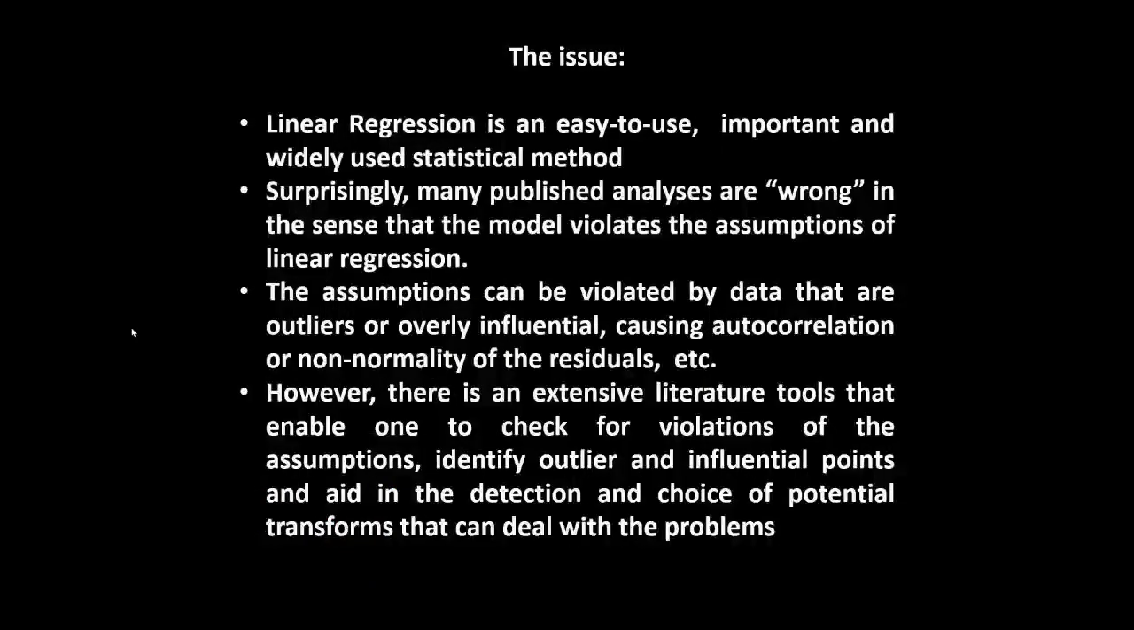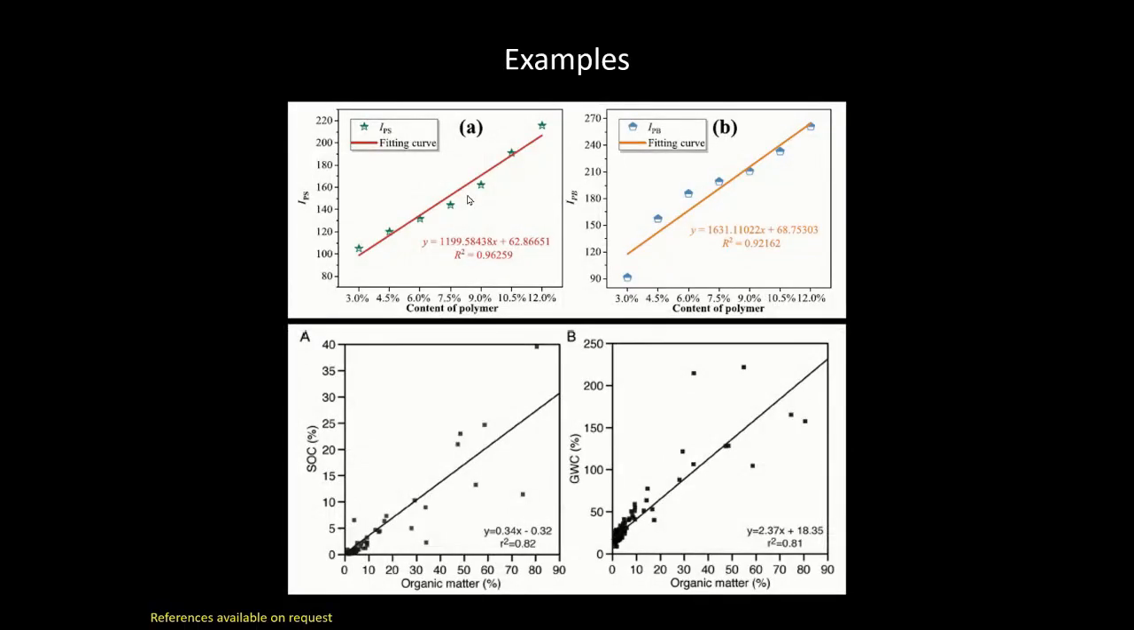Okay, so here's the issue. Linear regression is a simple, easy to use method. But when I read the literature, I'm surprised at how often published analyses are simply wrong. I don't know what word to use here, but I'll give some examples of how people present linear regressions and they're violating the assumptions of the model. Now, this can happen by various methods that I'll talk about, but it's also easy to fix. So here are some examples from the literature of what I'm talking about.